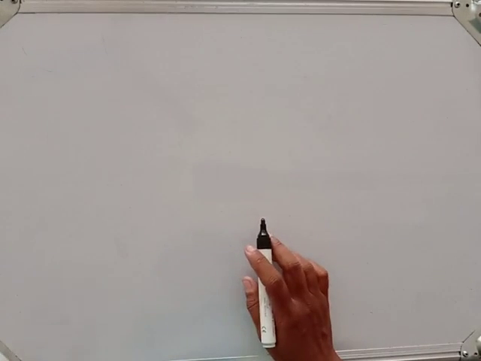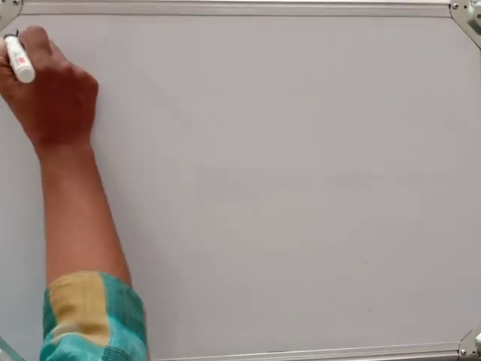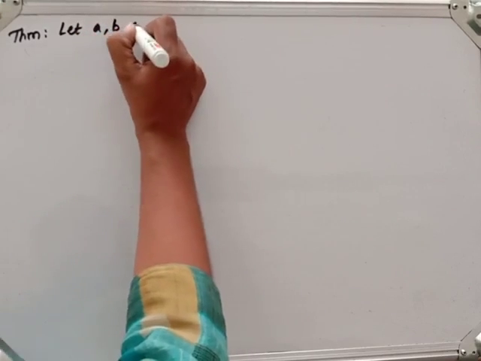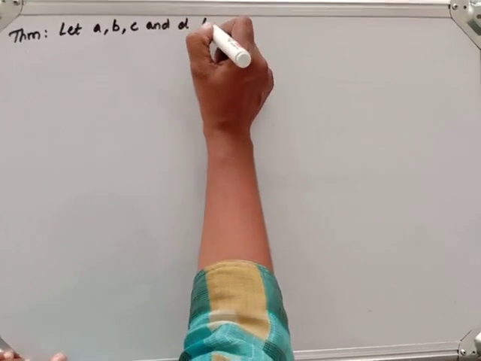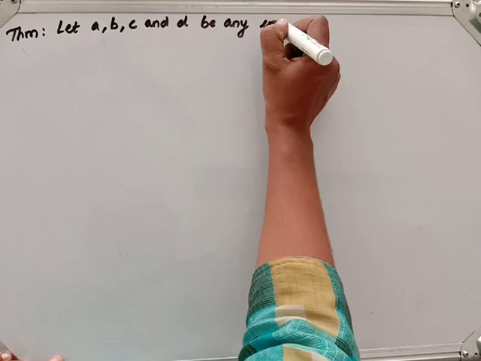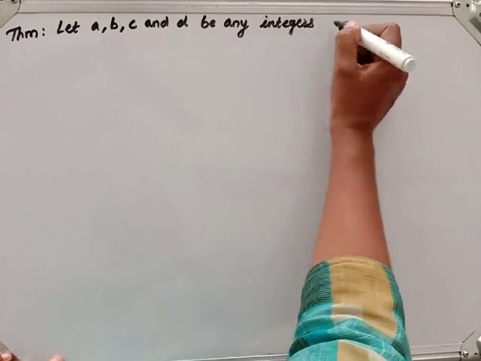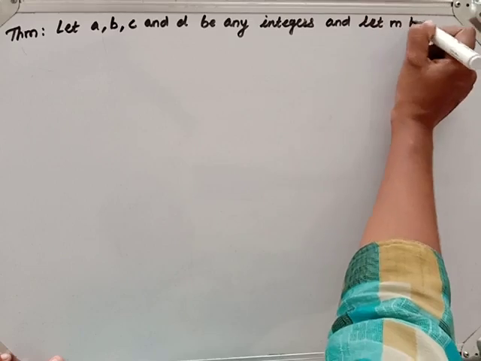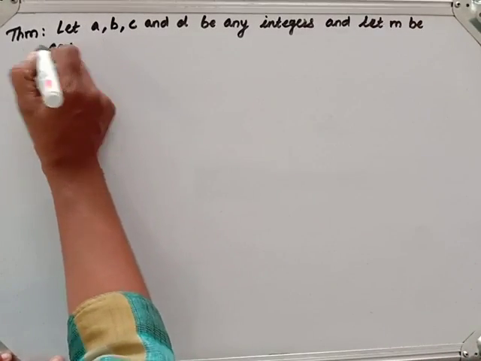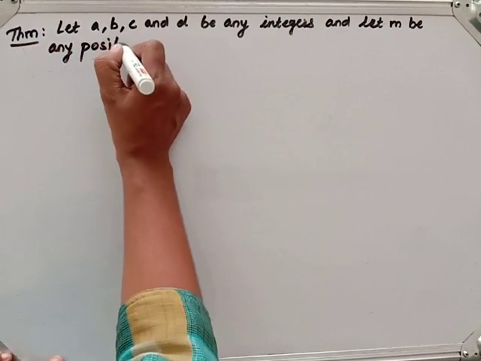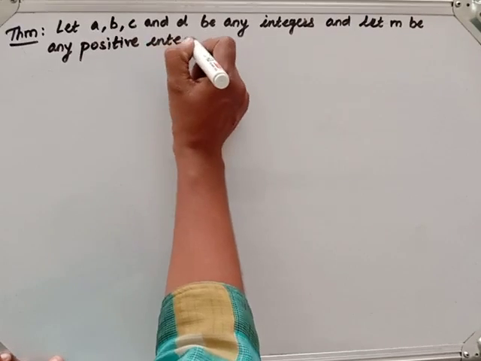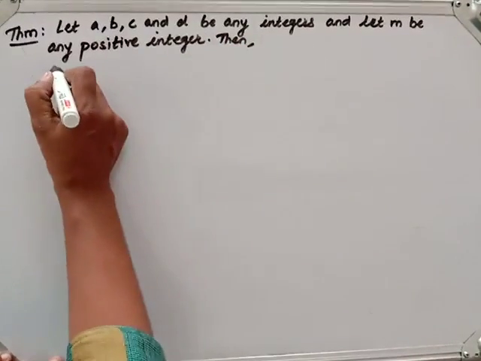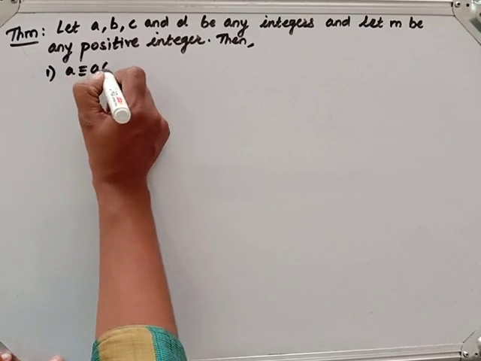Hello students, now in this video let us see the properties of congruences. So let me take that as a theorem: let A, B, C and D be any integers, and let M be any positive integer. Then the first one, A is congruent to A modulo M.